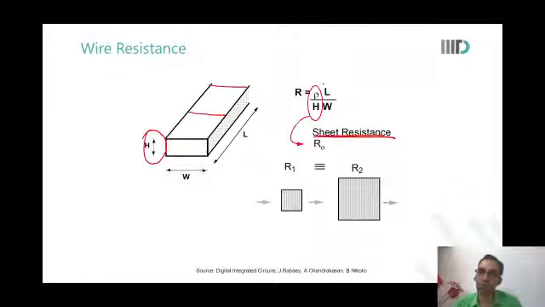Are you able to see this? L by W has no dimension because L is in microns and W is also in microns. So what does L by W represent? The number of squares that I have to travel in the direction of flow of the current. So what is the unit of sheet resistance then?